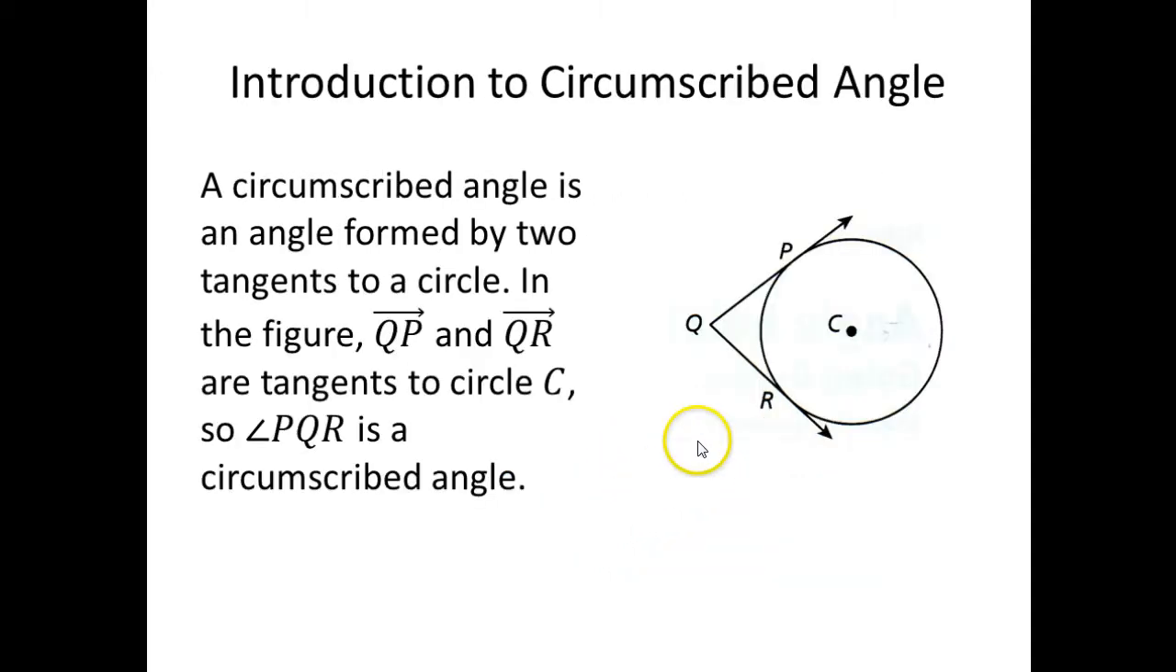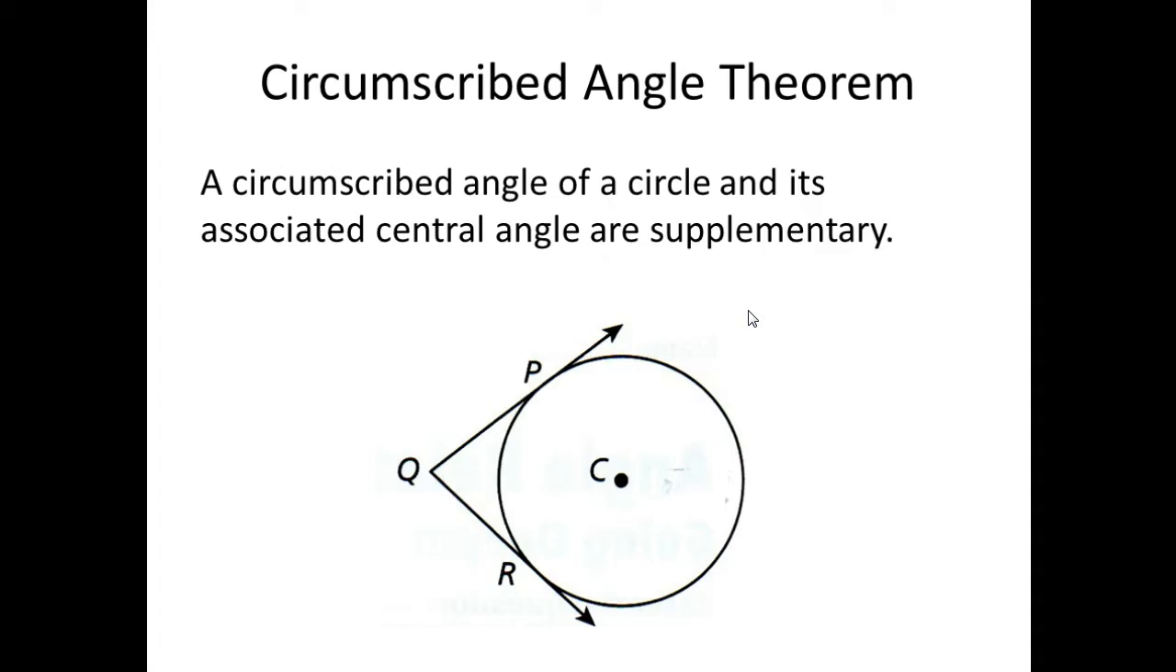A circumscribed angle is an angle formed by two tangents to a circle. In the figure, notice that ray QP and ray QR are tangents to the circle C. Therefore, we call angle PQR a circumscribed angle. A circumscribed angle of a circle and its associated central angle are supplementary.